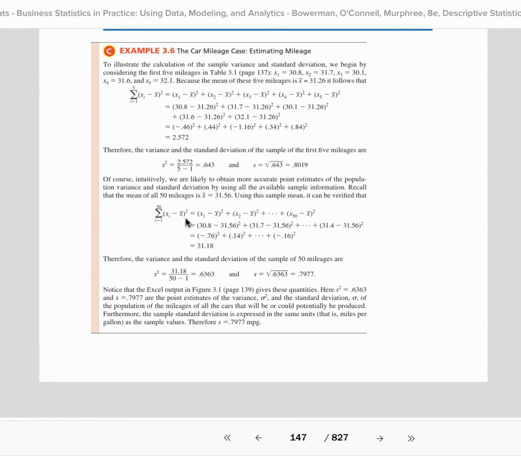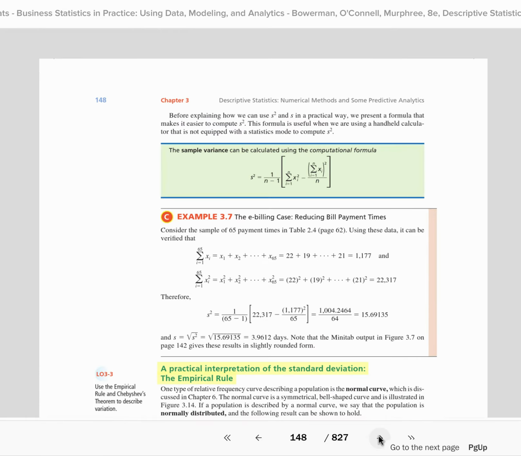Of course, if we use the first 5 cars, we will get one measurement. If we use 50, another measurement. Again, this is a sample because we don't have the whole population.